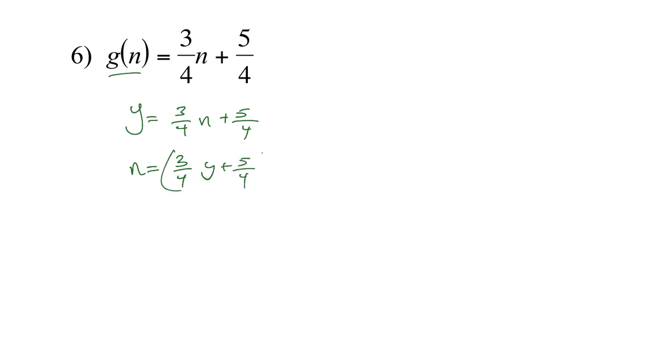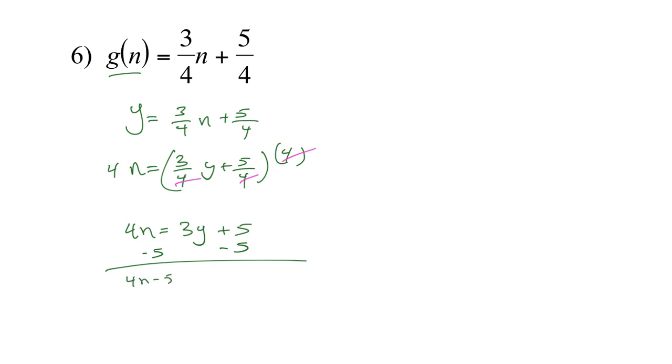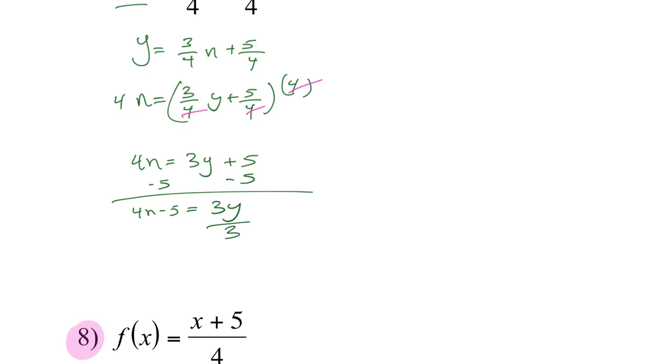I can start now multiplying because it's the same denominator. I can multiply on both sides. If the denominators are different, I'm going to multiply times the common denominator. In this case, the 4s cancel out. So I get 4n equals 3y plus 5. Then I'm going to subtract 5 on both sides. So I get 4n minus 5 equals 3y. And then I'm going to divide by 3.